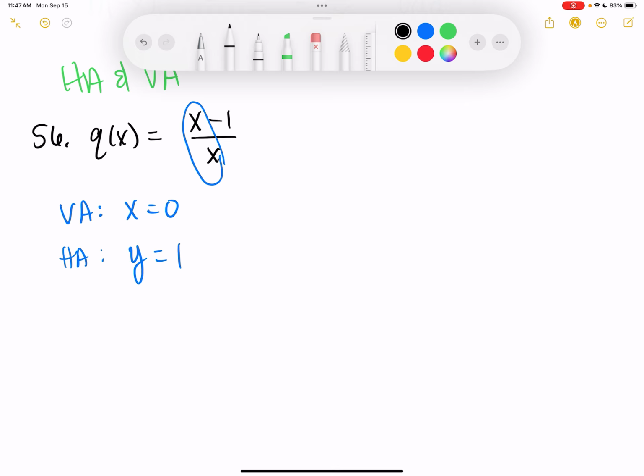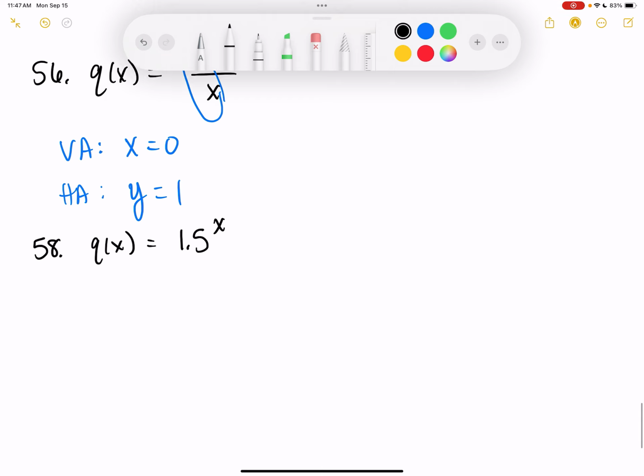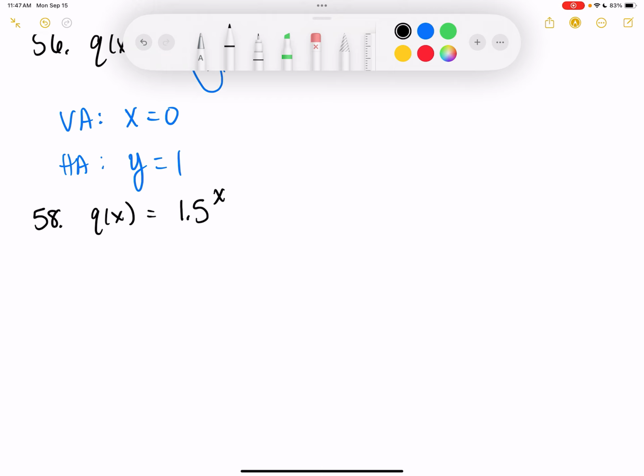58, q of x is equal to 1.5 raised to the x. Now, this is the one problem in this entire section that is not a fraction. But what do we know about exponential functions that have not been shifted? They never touch the x-axis. So there is a horizontal asymptote. Where would my horizontal asymptote be? Y equals 0.